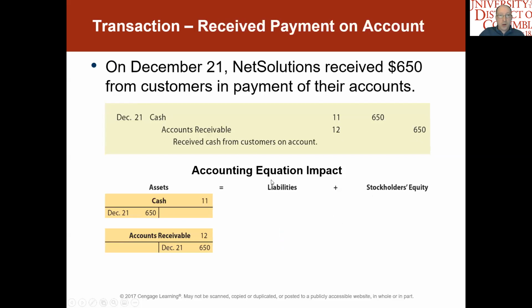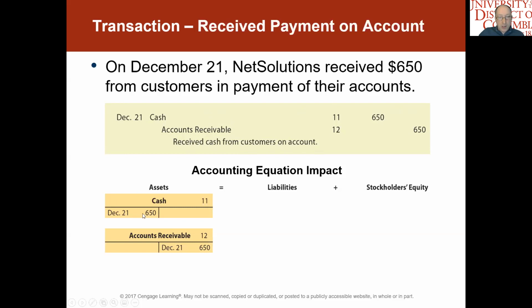Next transaction, December 21st, I received $650 from customers in payment on their accounts. So now I'm collecting from my accounts receivable, right? So I debit my cash to increase my cash by $650. I credit my accounts receivable to reduce my accounts receivable by $650 to represent received cash from customers on account, the respective account numbers, the date.